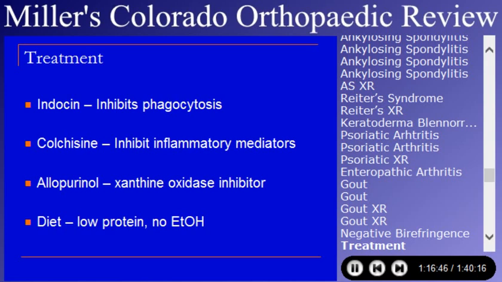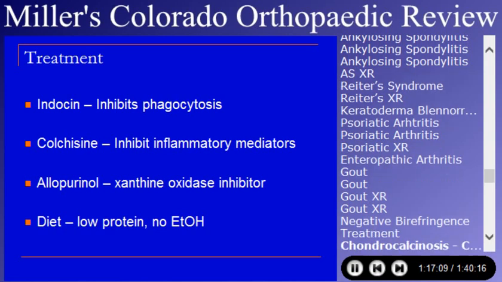Allopurinol is the chronic treatment. It is a xanthine oxidase inhibitor. If given acutely, it may potentiate the acute attack, but on a long-term basis in people who maintain elevated levels of uric acid it is the mainstay of treatment. Diet modifications also are used.